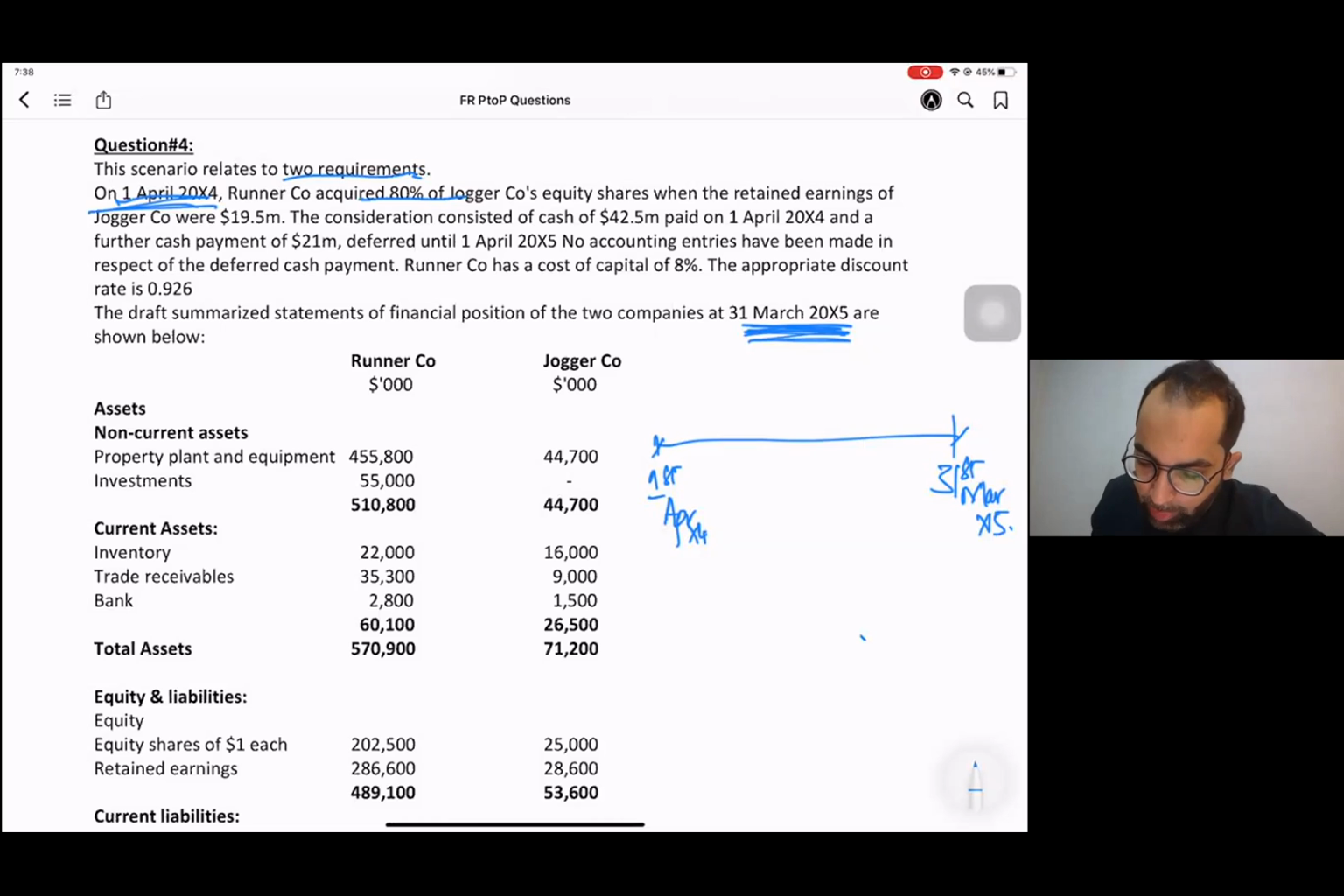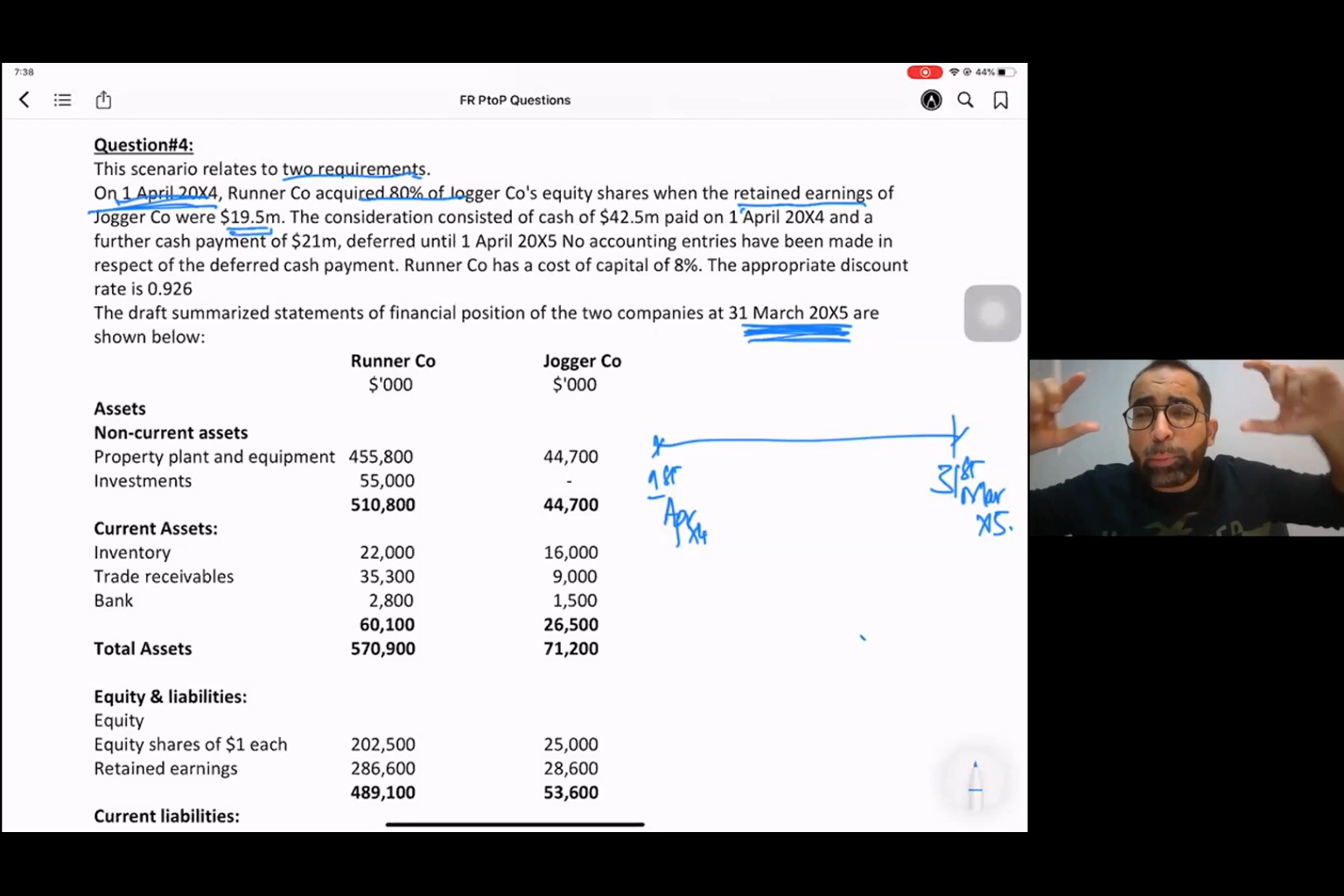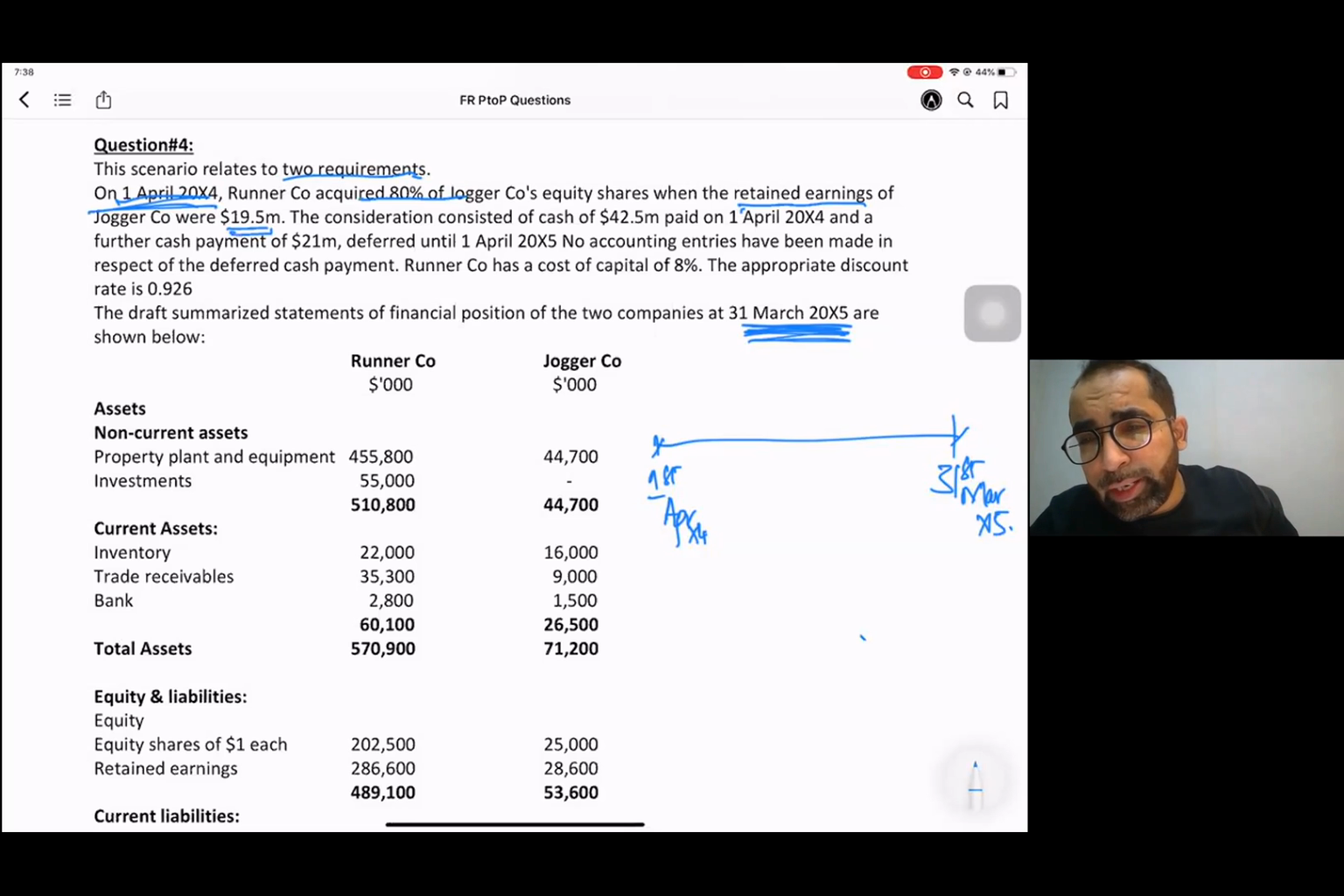80% of Jogger company's equity shares when the retained earnings of Jogger company were 19.5 million. Easy peasy. What's the acquisition date retained earnings? Now you have to prepare packets. We are doing the net asset approach. You have to prepare the acquisition date equity packet, and in it you will be fitting 19.5 million retained earnings. Don't forget.